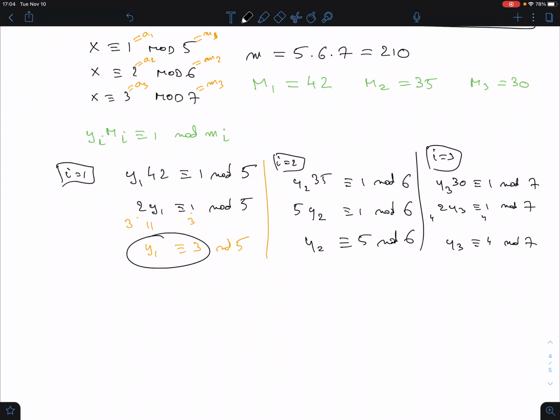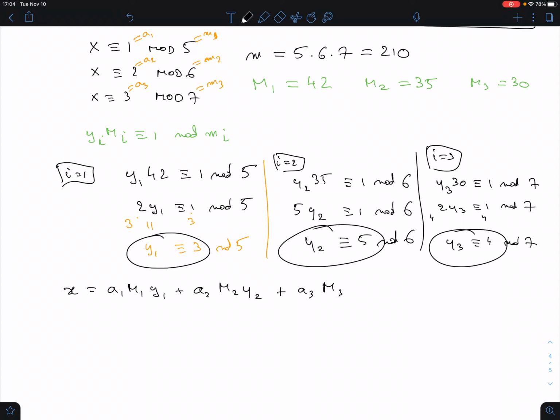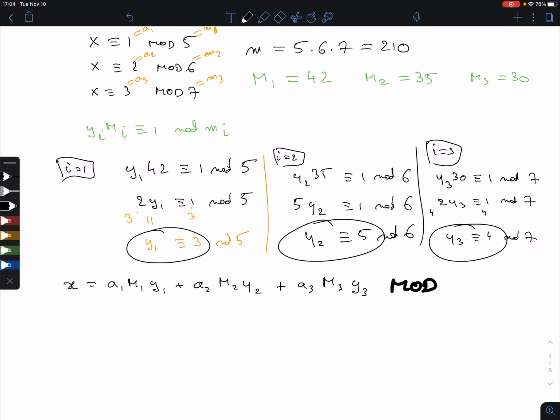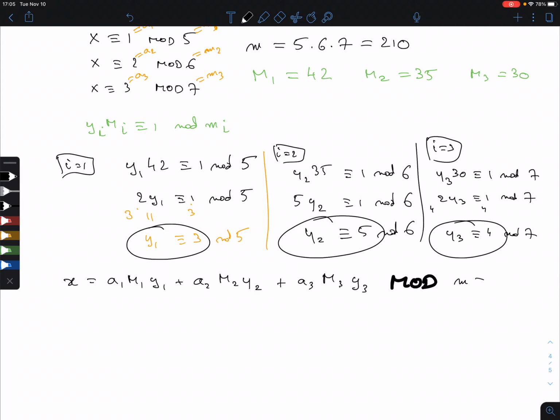So we find our y1 is 3, y2 is 5, and y3 is 4. Remember, we take the numbers that remain as themselves in the formula, and the formula is x is a1 m1 y1 plus a2 m2 y2 plus a3 m3 y3. And all this has to be calculated modulo little m, which was 210, because this number normally is way bigger than 210. So we have to still do one more step there.